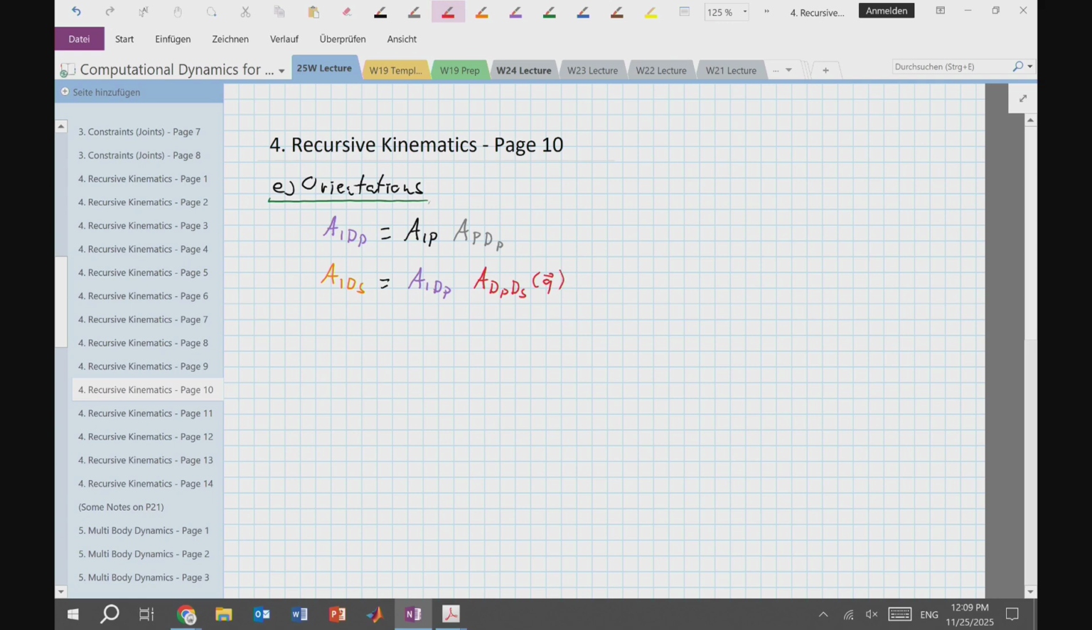And this is now a quantity that depends on q. So this is where we get motion: if my joint variable, if my q changes, then through that process, ai ds will rotate against ai dp. And then last step, ais equals ai ds times as ds. And now I need a transposed corresponding to this minus sign. Right? So that's no big deal. We've seen this before. More interesting question now, what about angular velocities?